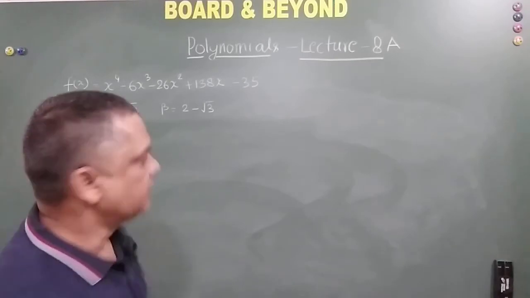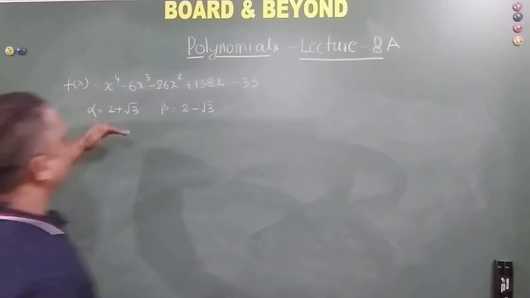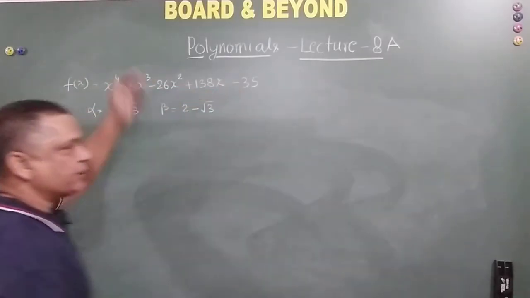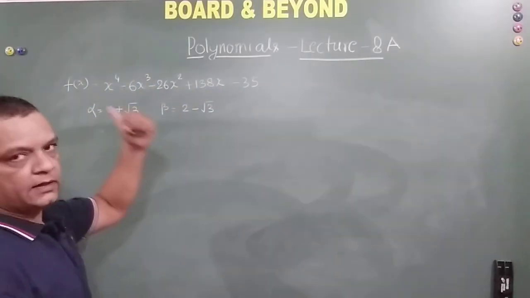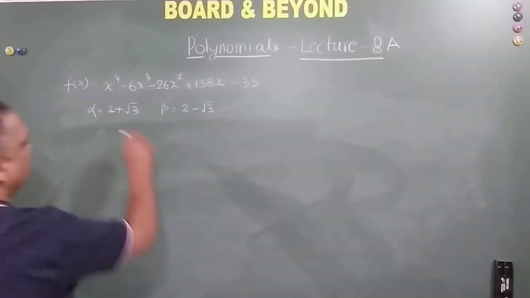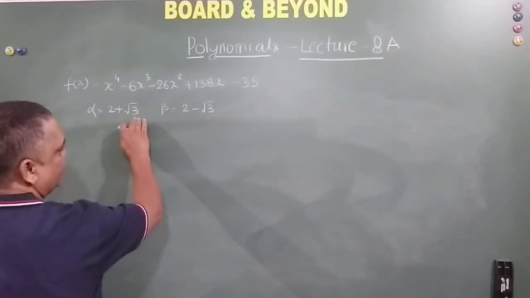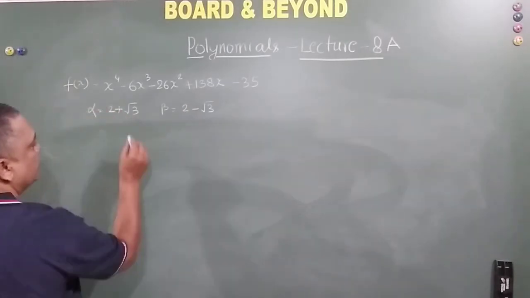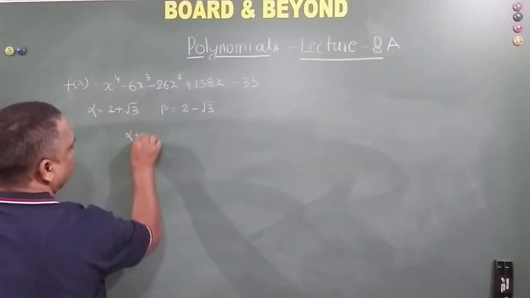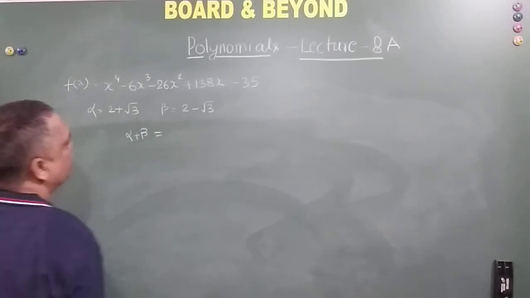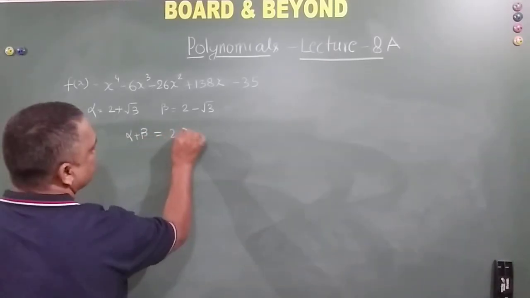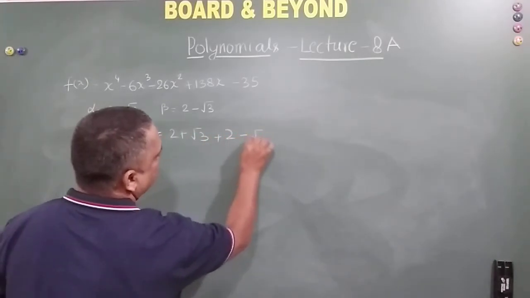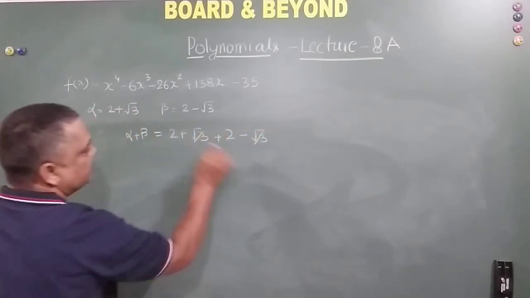So we'll just see, this is the biquadratic polynomial given to us, and we are expected to find all the roots for this biquadratic polynomial. If one of the roots is 2 plus root 3 and another is 2 minus root 3, right? So we do the sum of the roots. Alpha plus beta is equal to how much? 2 plus root 3 plus 2 minus root 3, which leaves me with 4.